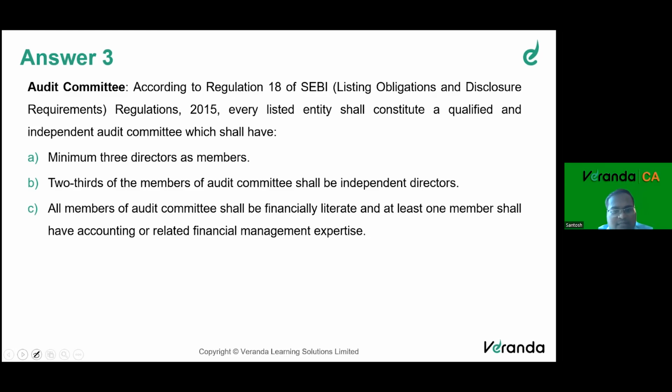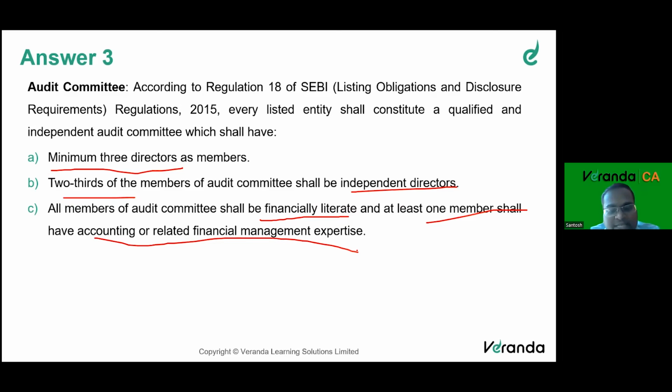So what are the 3 ones? Minimum 3 directors. Remember that 2/3 shall be independent directors, and the word that the law uses is they shall be financially literate. That means all of them should be financially literate. At least 1 member shall have accounting and related financial expertise, because I told you, they are the ones who read the financial statements and make head or tail out of it and recommend to the board whether they can approve it or not. That is the level and power at which the audit committee functions.